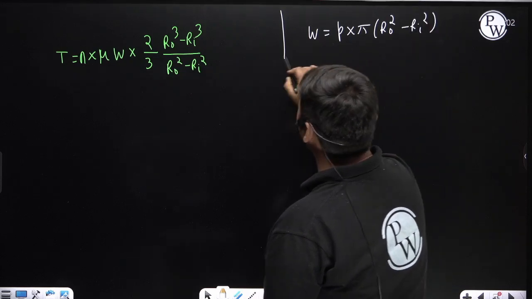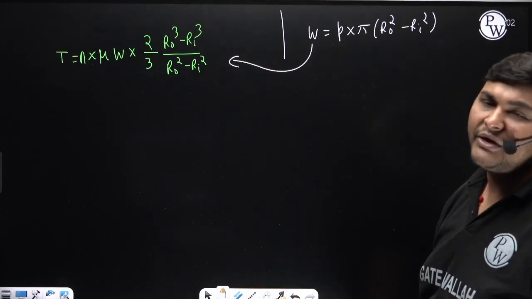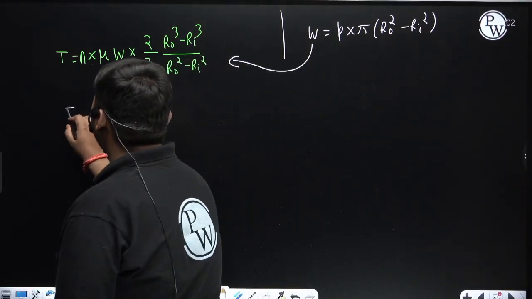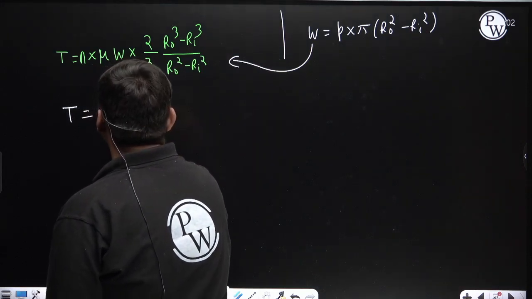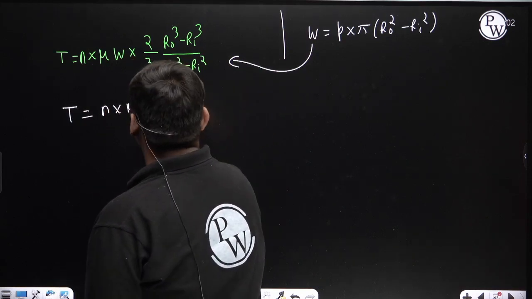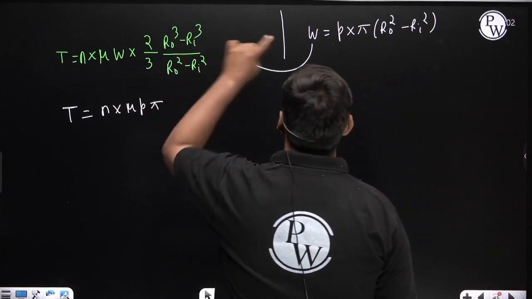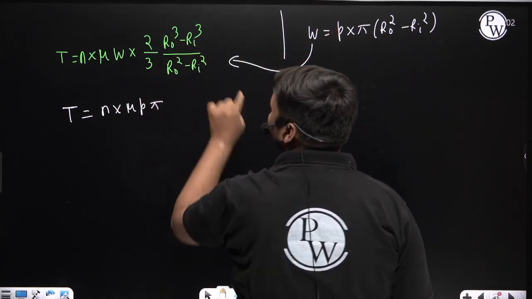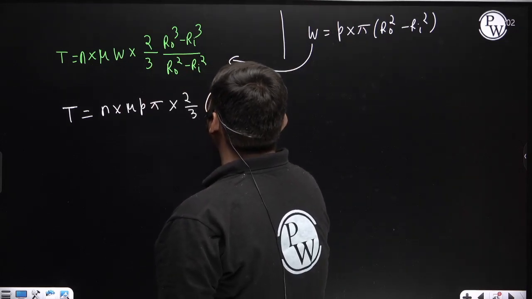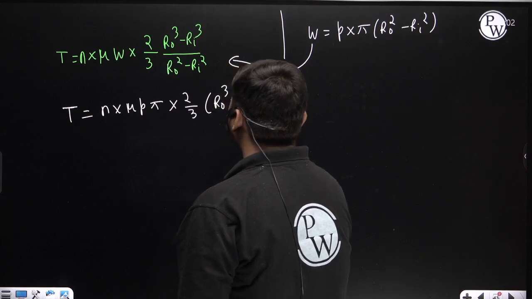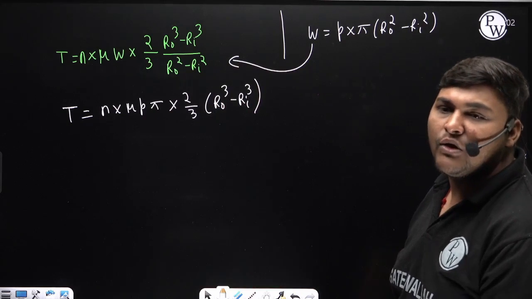So what we will do, in this torque formula we will replace w by this expression, so it will come in terms of pressure which is given in the question. The formula of torque will be, if you replace w by this expression, n into mu, w is pressure p into pi into r naught square minus r square, and this r naught square minus r square will get cancelled with this r naught square minus r square. So remaining part will be 2 by 3 r naught cube minus r a cube. Now in this expression only unknown is r naught, so we can easily calculate the value of r naught.